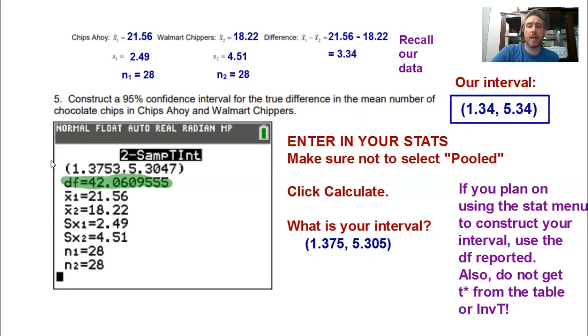But if you plan on using the stat menu to construct your interval, which I still would recommend because it's a lot less work, you don't want to report t-star, because t-star depends on your degree of freedom. And if you're going to calculate your degree of freedom based off of n minus 1, and you plug that in, you're going to get a different t-star. I'll show you here on the calculator.